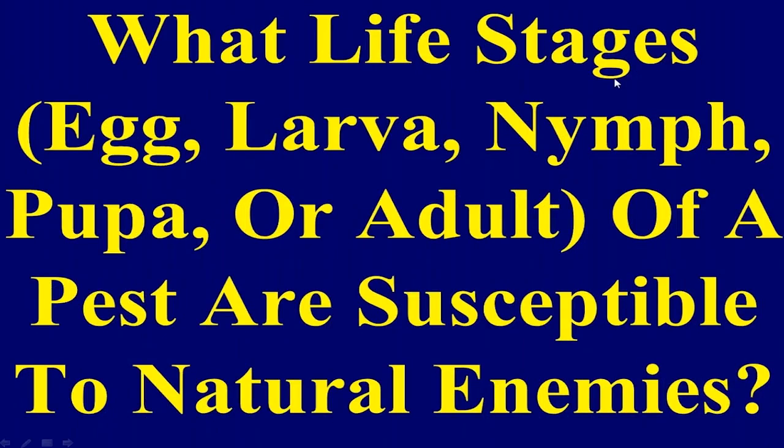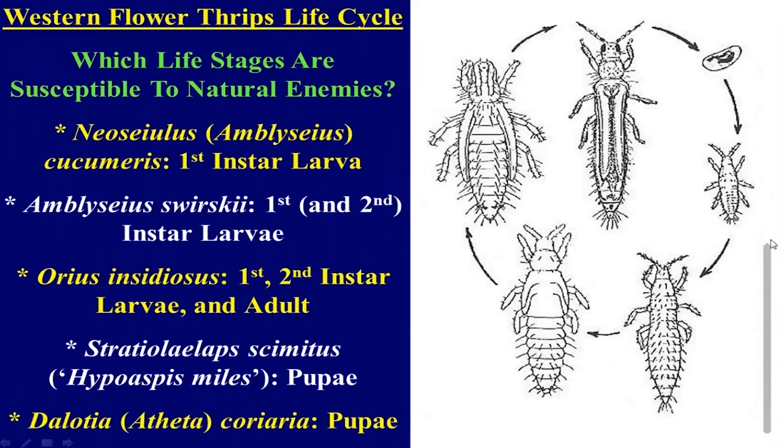What's also important to understand is what life stages of a pest are susceptible to natural enemies. Let's take Western flower thrips as an example. The Western flower thrips life cycle consists of an egg inserted into the leaves, 2 larval stages, the first instar larva, then 2 pupal stages in the soil, this is the prepupa and the pupa, and the adult. Let's look at the biocontrol agents and which life stage they attack.